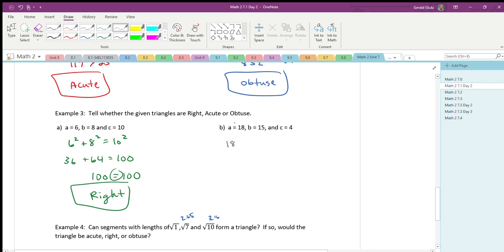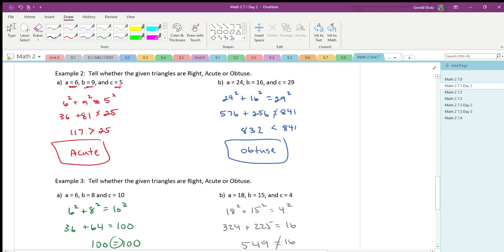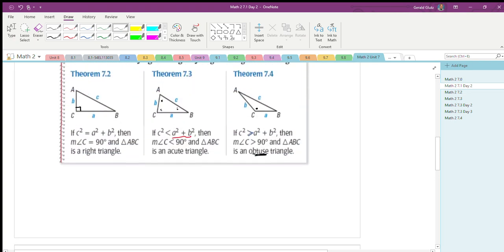All right, next, a squared plus b squared equals c squared. They're definitely not going to be equal because I'm adding two numbers that are way bigger than the third number. 18 squared is 324, 15 squared is 225, and 4 squared is 16. When I add up these two numbers, I get 549, which does not equal 16. 549 is definitely bigger than 16. Again, if a squared plus b squared is bigger, it's an acute triangle.